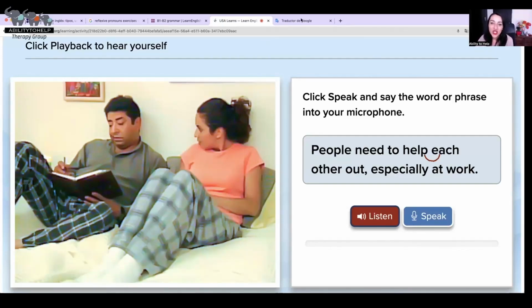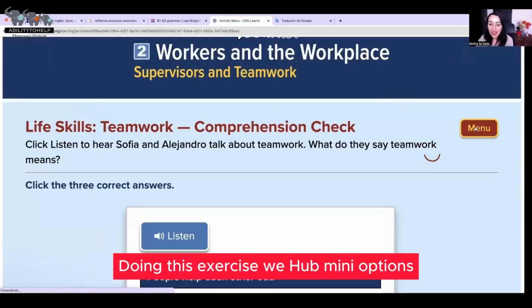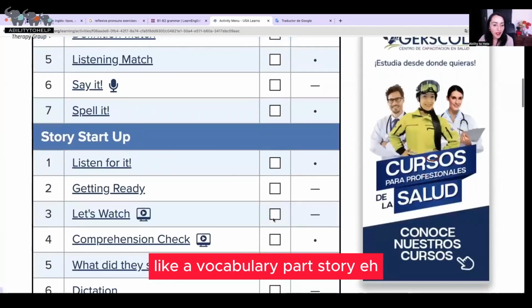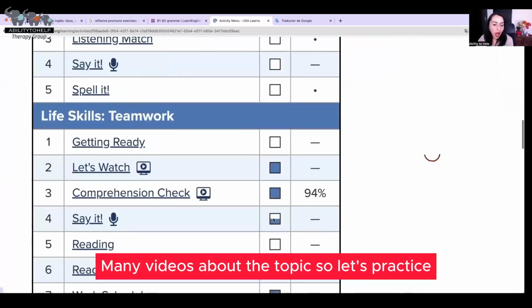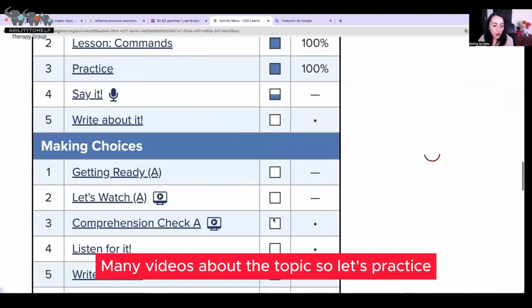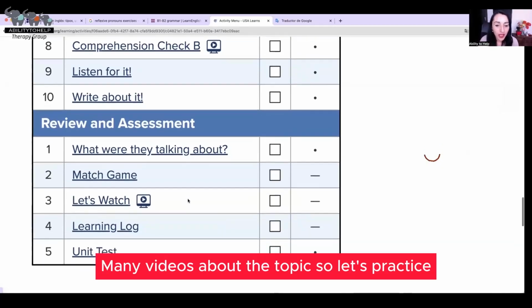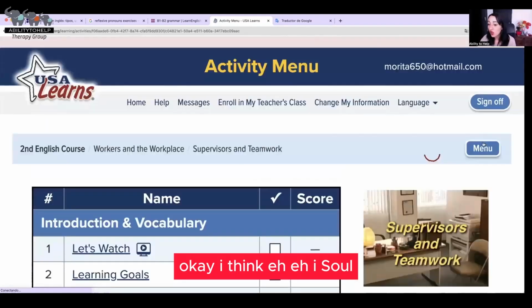So I just invite you to practice and improve your speaking skill doing this exercise. We have many options like a vocabulary part, a story, many videos about the topic. So let's practice. You have 15 more minutes of class, so you have to go on this site and practice. Okay, I think that's all.